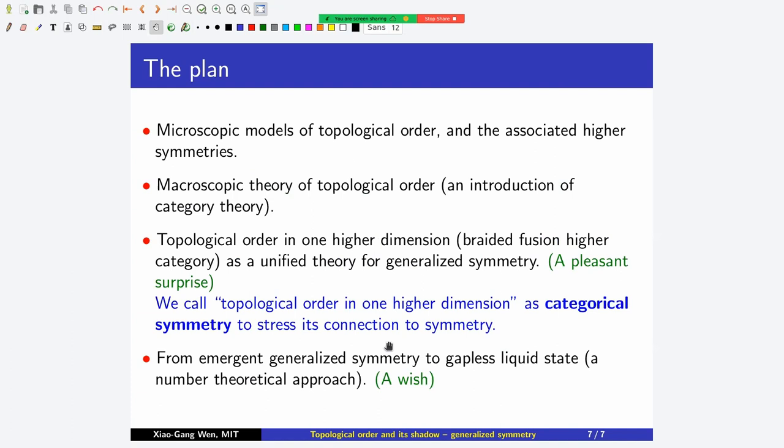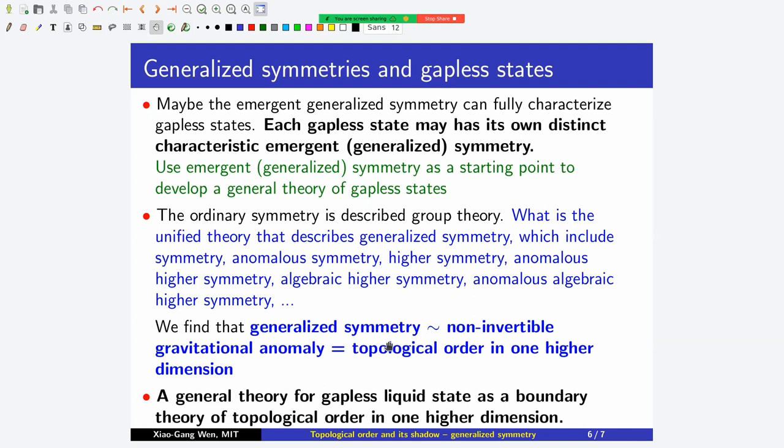Yes. I frequently get asked whether theories with anomalies really need to be realized on the surface of something high-dimensional. Say your Ising transition in three dimensions is realized in a three-dimensional system. Do you mean that somehow it has emergent symmetry?